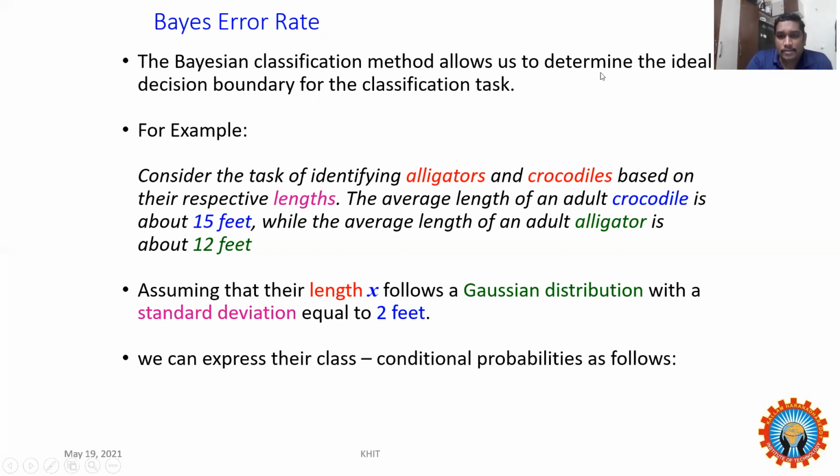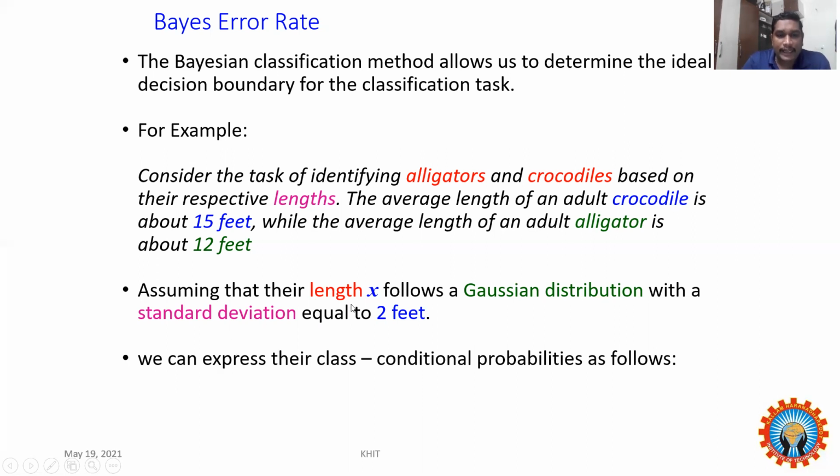So it allows us to determine the ideal decision boundary. The ideal decision boundary means they look the same with the same length of the features. But the average length of an adult crocodile is about 15 feet, while the average length of an adult alligator is about 12 feet. They look the same, but the difference is that length is a particular boundary. Based upon the boundary, if two or more values look the same, with the help of the boundary I am identifying the Bayes error rate. If there is an error, with the Bayes error rate we are easily identifying it.